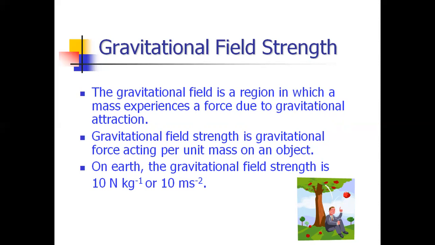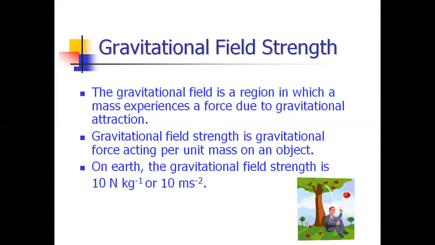If we move out of that area, then the gravitational pull will be weaker, and to a certain extent, it will become zero. That is, in outer space, the gravitational pull will be zero. So the area in which this force can be felt by the objects is called the gravitational field of the earth. So gravitational field is a region in which a mass experiences a force due to gravitational attraction.